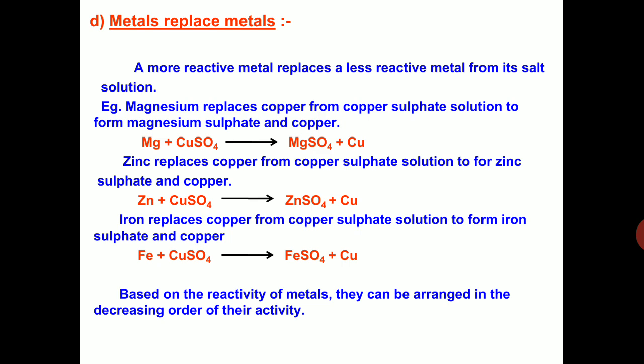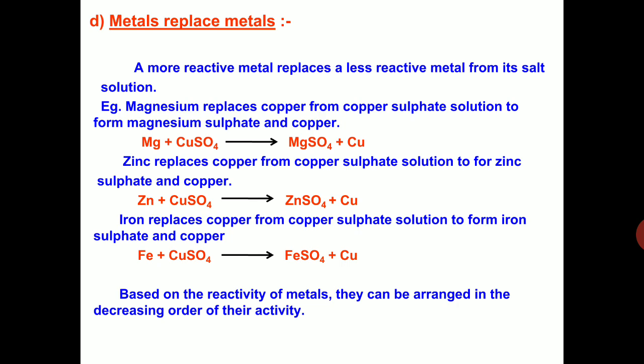Another example, zinc is more reactive than copper. So zinc displaces copper from copper sulfate solution and it forms zinc sulfate plus copper. One more reaction, iron. Iron is more reactive than copper. So iron also displaces copper from copper sulfate solution to form iron sulfate. This reaction we have learned in class 7.